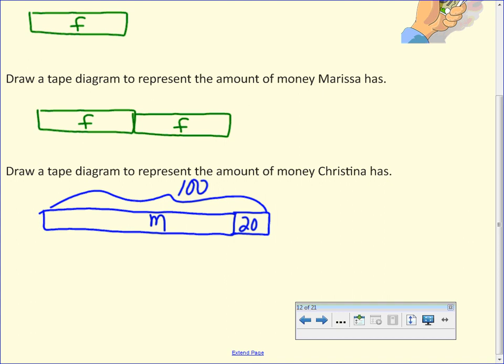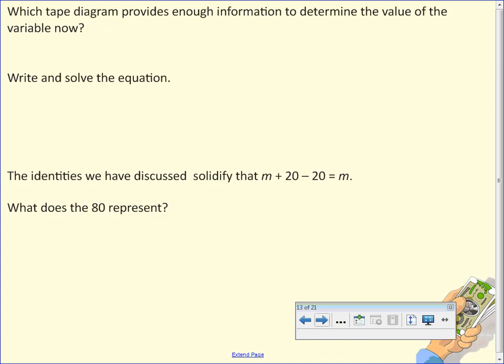So far, so good? All right. Which tape diagram provides us with enough information to determine the value of the variable? Which one of these tape diagrams could be solved? Do we know? Everybody? Yeah, Christina. So let's write and solve that.